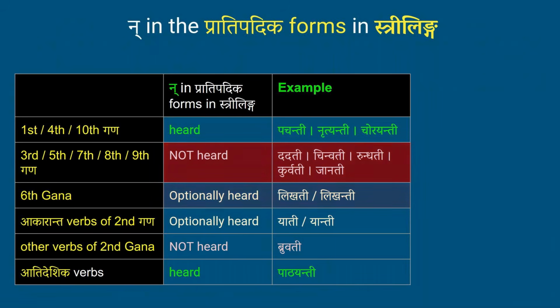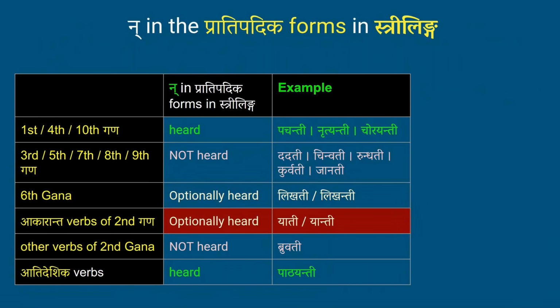In case of the sixth gana, the na is heard optionally, giving two different pratipadikas, likhati and likhanti, thereby actually generating two different tables. One with likhati as the starting point, giving likhati, likhatyau, likhatyah, and so on, where the nakara will not be heard anywhere, and the other table with likhanti as the starting point, giving likhanti, likhantyau, likhantyaha, where the nakara will be heard in all the forms.